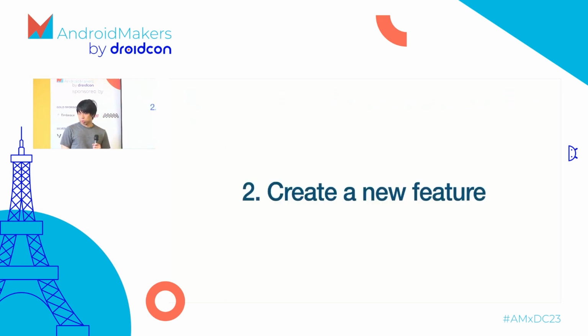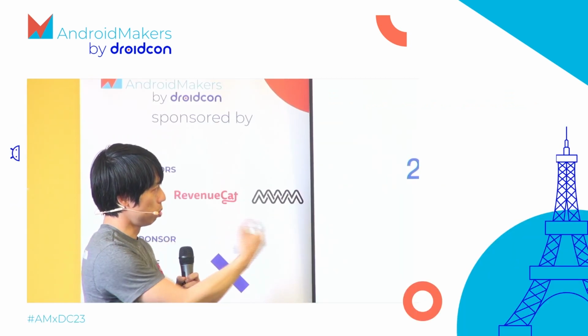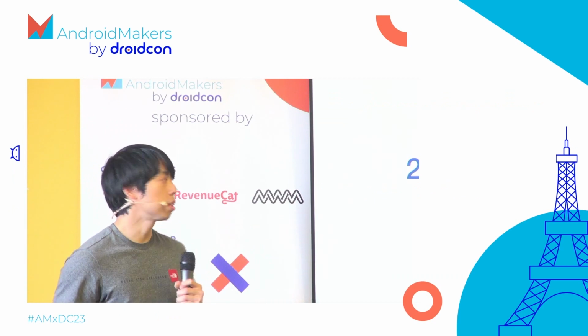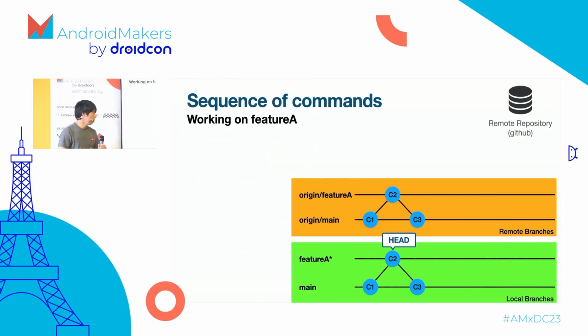So now let's go to another example, creating a new feature. I think most people do this flow, because I was doing this a lot. Suppose that we are working in feature A, so we have this asterisk because we are in feature A. You want to start a new feature. But before that, you have here the remote branch and the local branch, things that you see in Android Studio.